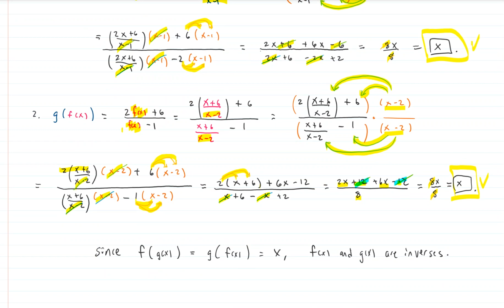So since f of g and g of f both equaled x, then we know that f and g are, in fact, inverses.